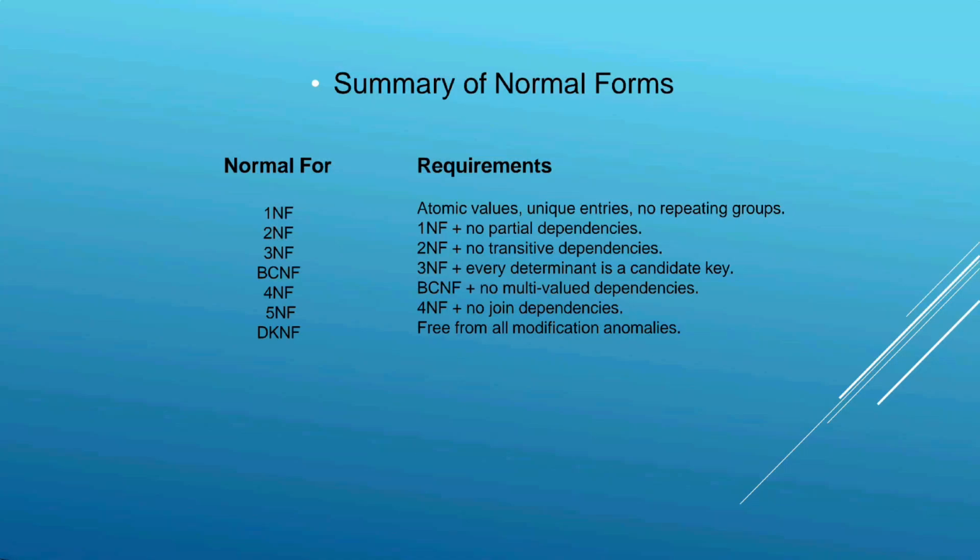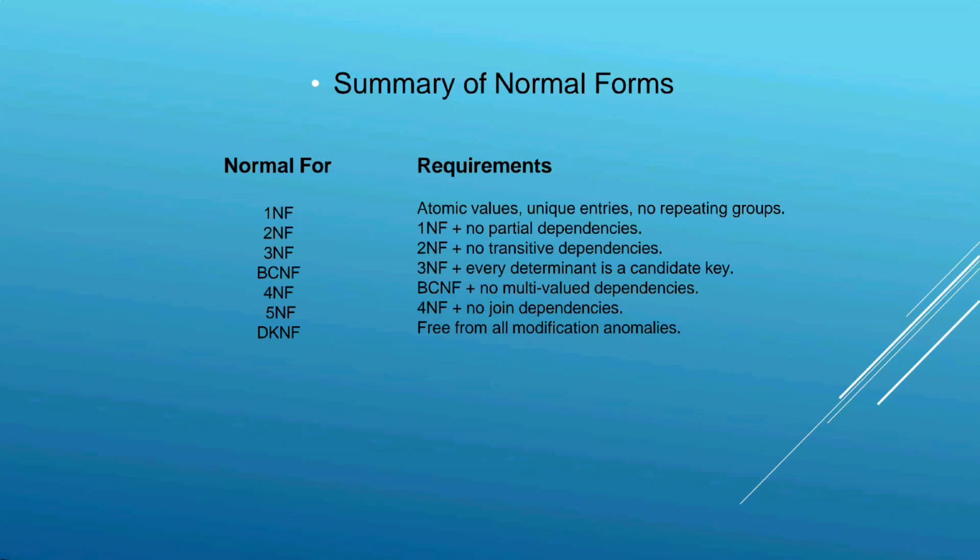In 1NF, we make sure that all the data is stored in atomic form, meaning each cell has a single value, no list or set. Also, there should be no repeating columns and each row must be unique. It is a basic step to organize data properly.